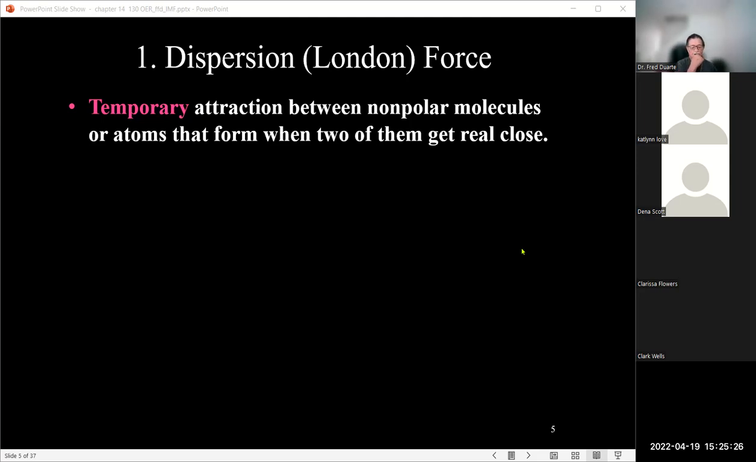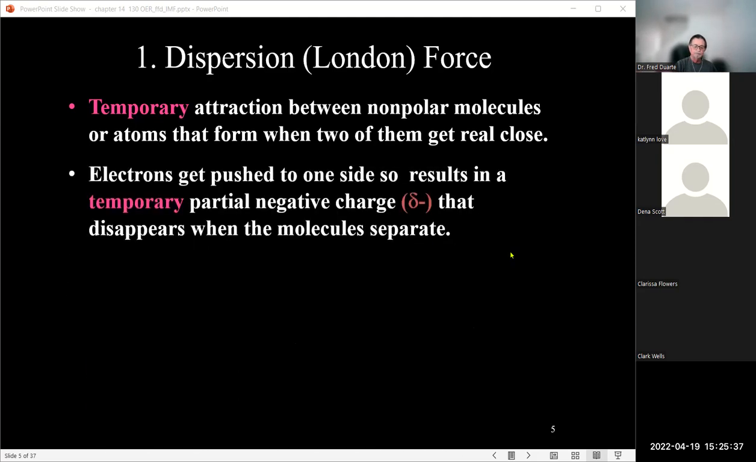These forces are temporary actually, okay? And they are attractions between nonpolar molecules. Now, what's happening is you've got one molecule that has electrons coming close to another molecule that has electrons on the surface. And the result is, remember, electrons are negative charge. The electrons of one molecule of a nonpolar species are going to repel the electrons of the other, which results in a temporary dipole, a partial negative and a partial positive section.